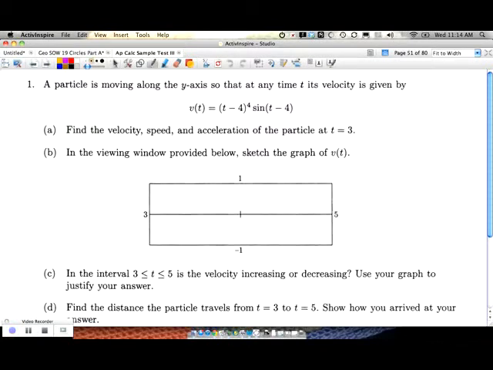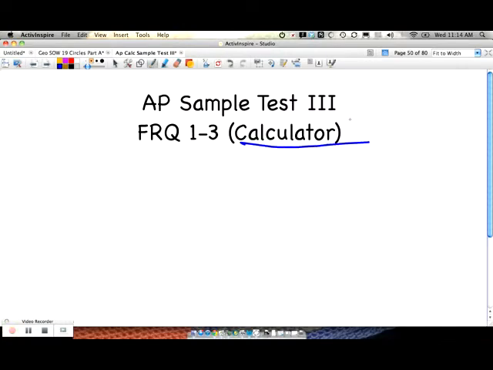Calculus, calculus. We're still going with some more calculus. And now we're looking at the FRQs. We're going to be doing the calculator portion of the calculus FRQs, which means numbers 1 through 3 on your sample packet. Please do remember that this has changed.